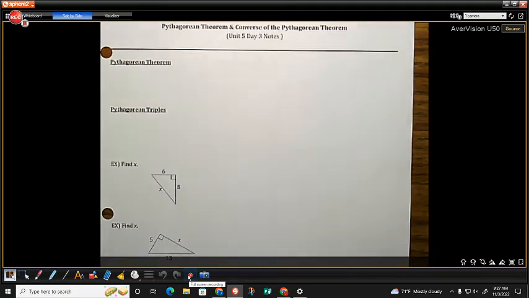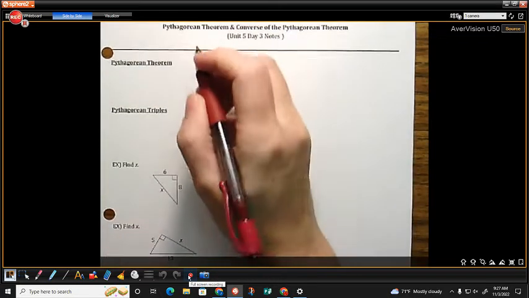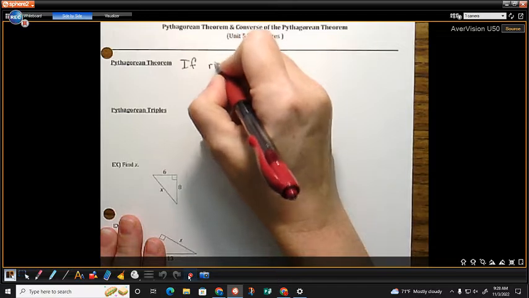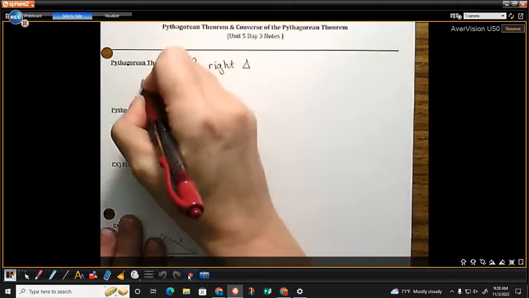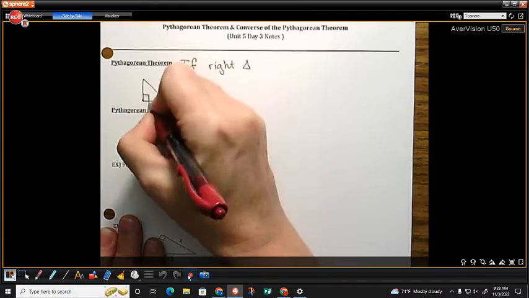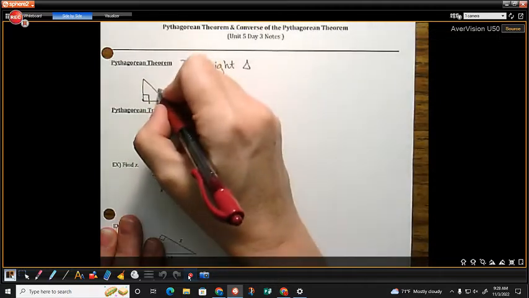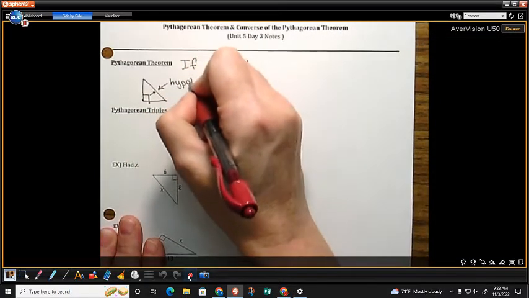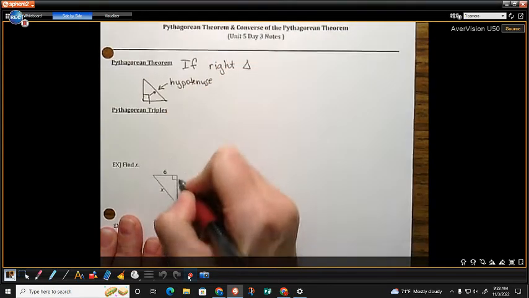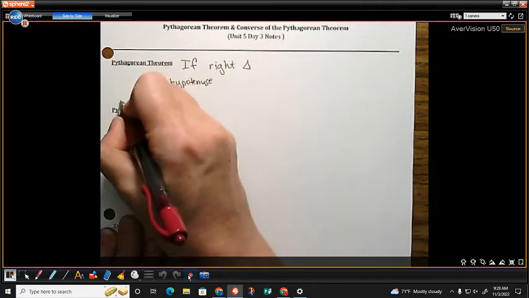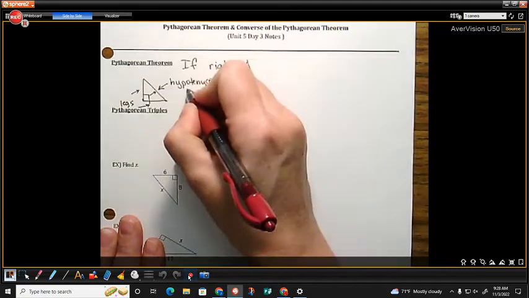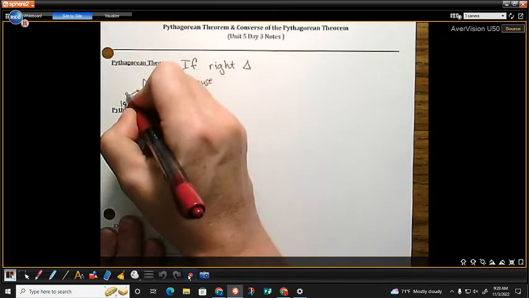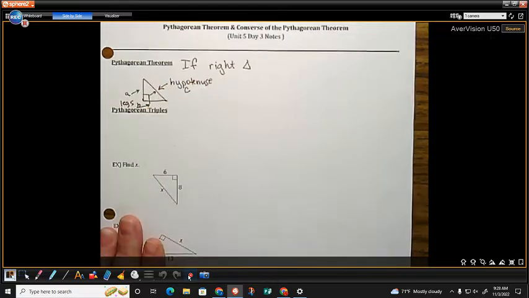Okay, so for the Pythagorean theorem, the way it works is it says that if you have a right triangle, so you have a guy here and he's got a right angle, then you name the longest one, across from the right angle, the hypotenuse, and the other two are going to be called the legs. The hypotenuse is always given the letter C, and the legs can be given A and B, and it doesn't matter which one is which.